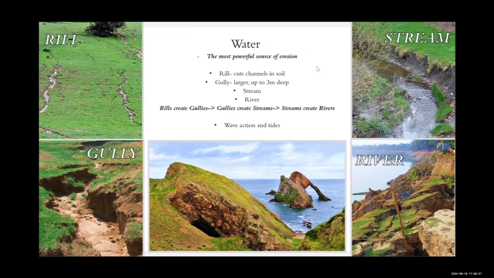And if you go over here, where it says stream, you've seen streams before, and this was a rill that became a gully, and now it's a stream. And then lastly, you get a river. So this is the evolution of rivers. Rills create gullies, gullies create streams, streams create rivers. And then wave action, which is down here at the bottom, wave action and tides can erode surface features.